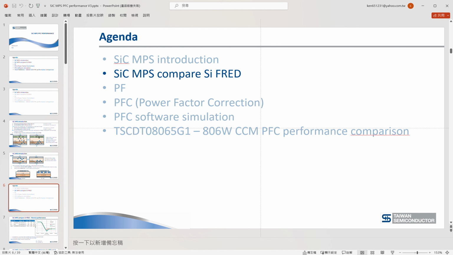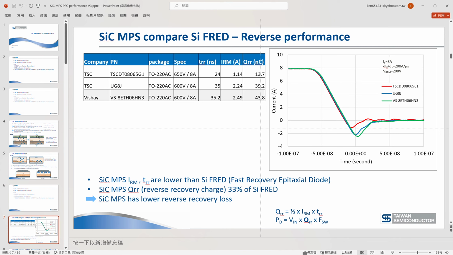Silicon carbide is a new generation semiconductor material, so we compare it with silicon-based FRED. In the comparison group, the first is silicon carbide MPS, and we take the TSC FRED, spec 600 volt 8 ampere, and the B-brand FRED. The reverse behavior is shown in these pictures. The green line is the B-brand FRED reverse behavior, and the blue line is the TSC FRED reverse recovery behavior.